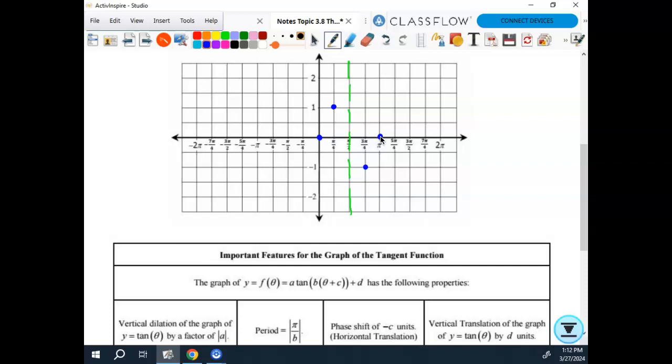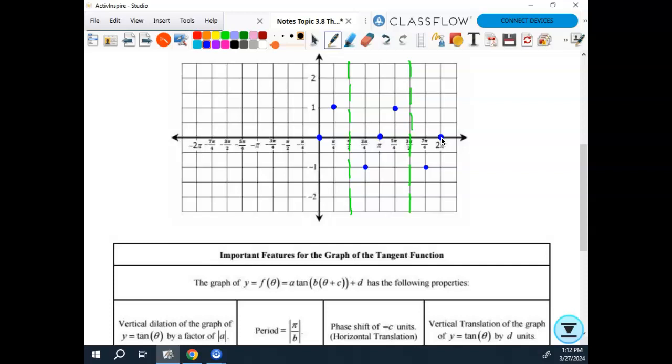Now from pi, we're going into the third quadrant. So what's the tangent of 5 pi fourths? 1. Then what's the tangent of 3 pi halves? Undefined, because that's a vertical line again, right? Okay, so now we've gotten through the third quadrant. So now we're into the fourth quadrant. What's the tangent of 7 pi fourths? Negative 1. And the tangent of 2 pi? 0. Okay, everybody good with that?